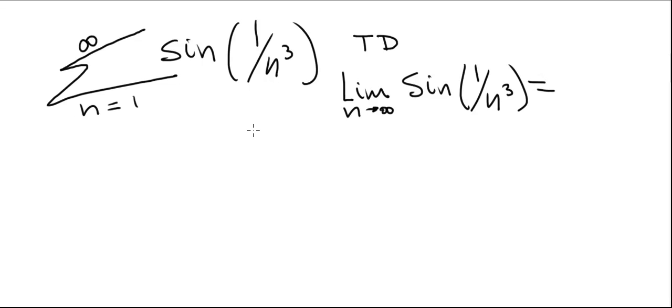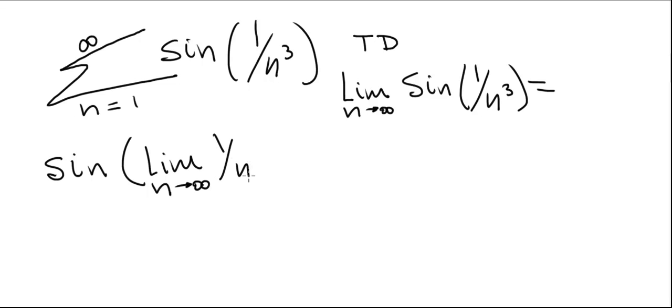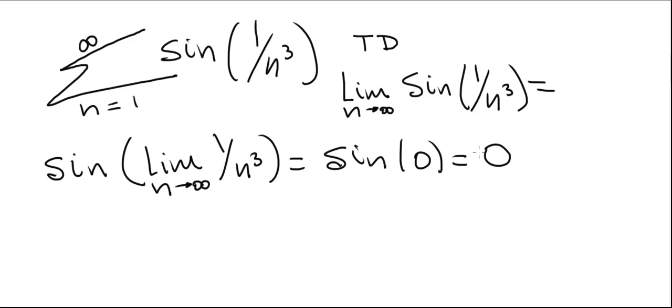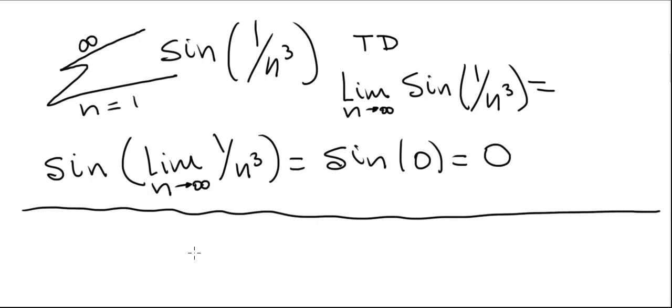However, in this case, this limit is the same as sine of the limit as n goes to infinity of 1 over n cubed. And of course, that's sine of 0, which is 0. And because this limit is 0, the test for divergence is inconclusive. The series could converge or could diverge. We cannot conclude based on this limit equal to 0. So we have to try something else.